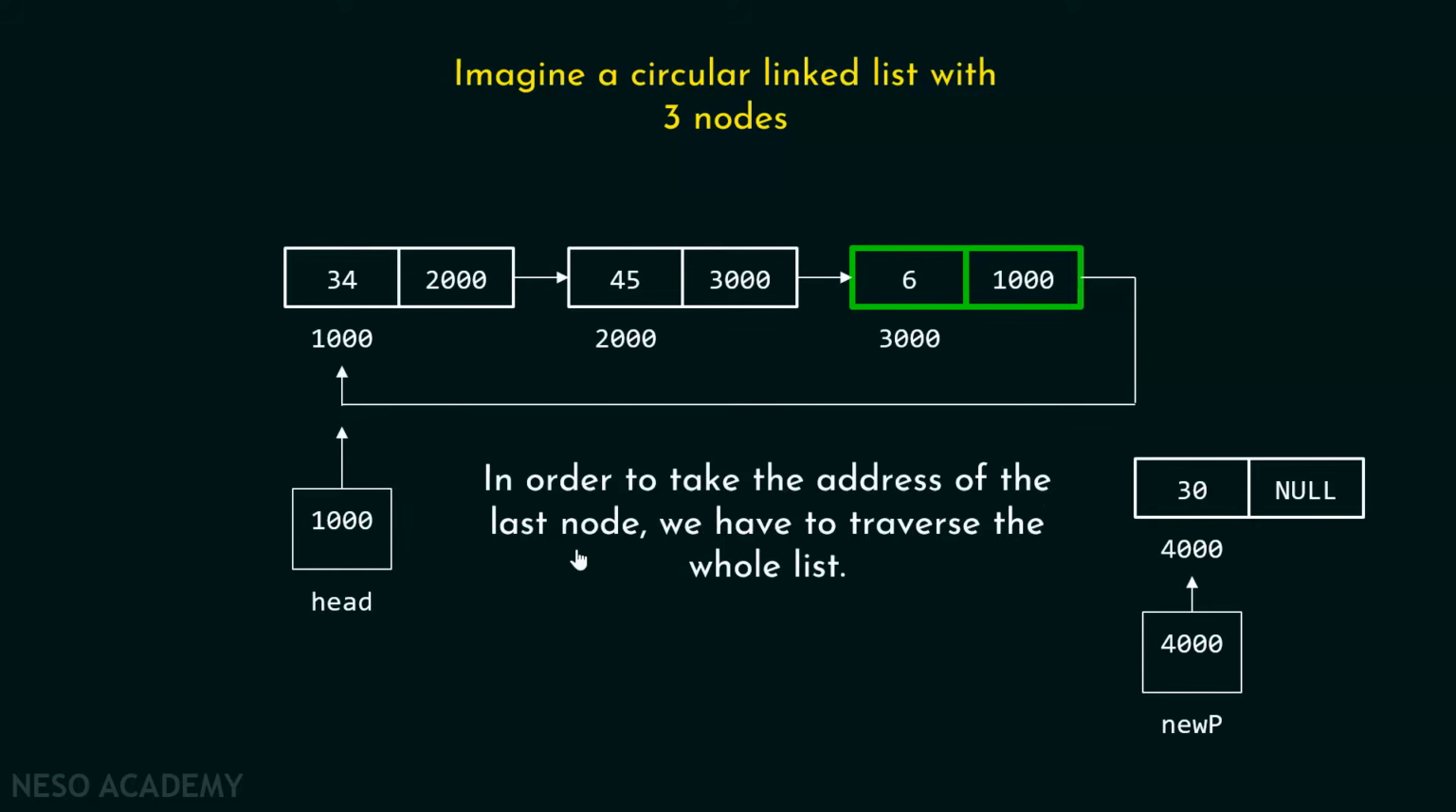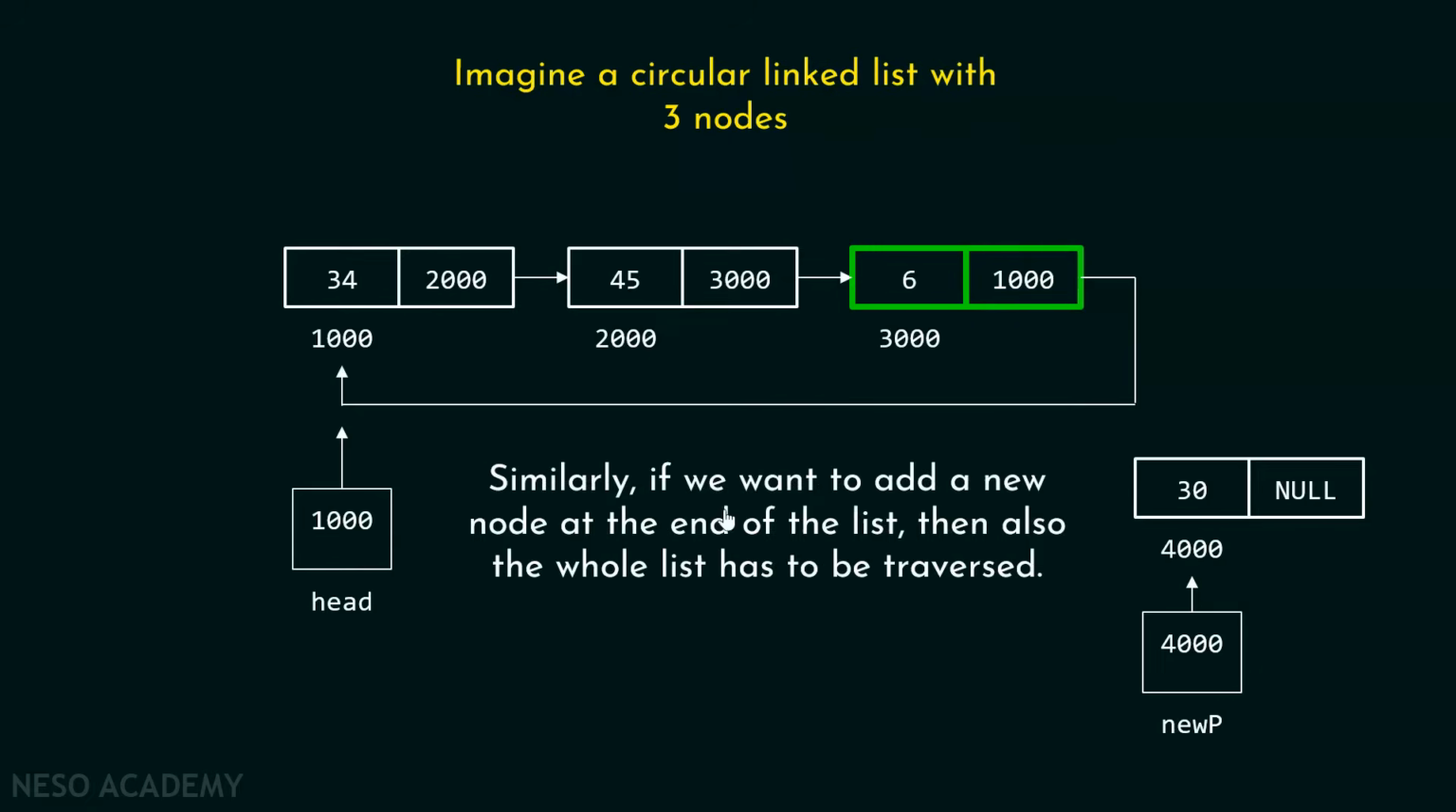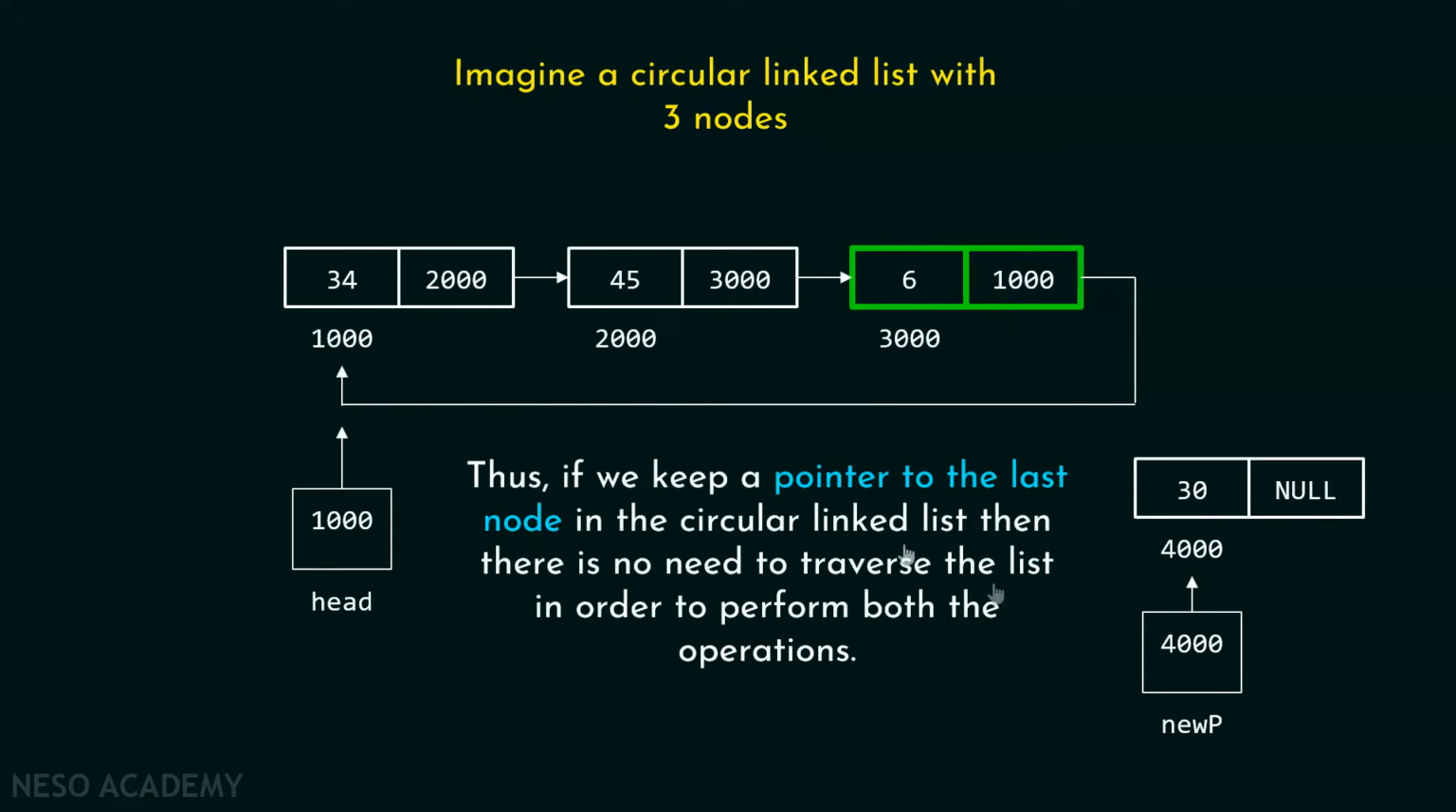In order to take the address of the last node, we have to traverse the whole list. For this, we have to move our pointer towards right. Similarly, if we want to add a new node at the end of the list, then also the whole list has to be traversed. There is no doubt about it. Thus, if we keep a pointer to the last node in the circular linked list, then there is no need to traverse the list in order to perform both the operations. And you can always reach the first node from the last node as well, right? So there is no problem.